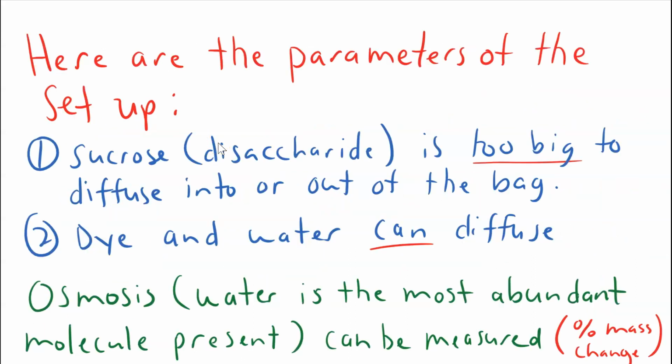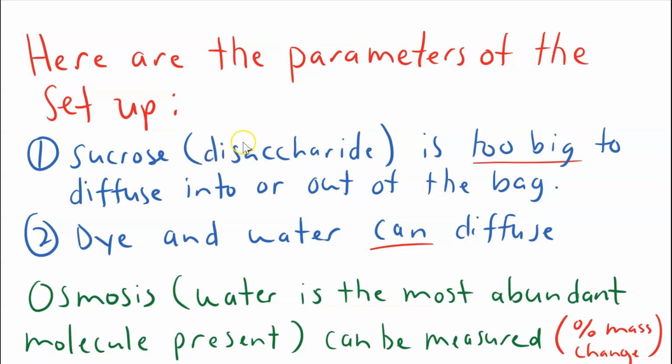So here are the parameters of the setup. We have to identify the rules of the game. For this dialysis tubing, very small molecules can pass from one side to the other. So dye and water will be able to diffuse, so they can cross. Sucrose, on the other hand, which is a disaccharide, is too big to diffuse out of the bag. So you're not going to see sucrose go from the bag to the solution or in the opposite direction. Because it's a disaccharide, it's too big to move.